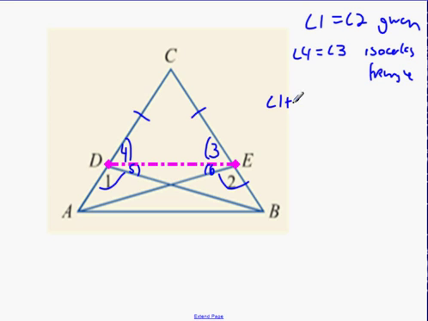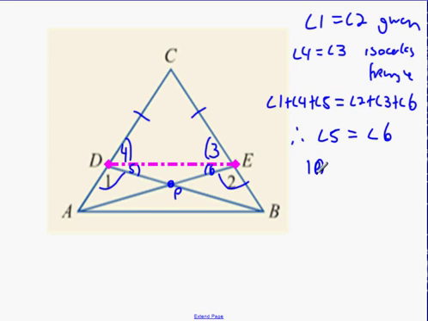Now call this angle 5 and angle 6. Angle 1 plus angle 4 plus angle 5 equals angle 2 plus angle 3 plus angle 6. Therefore, angle 5 equals angle 6. Label this point P. It therefore follows that DP equals PE. So the two of them are the same length. Next thing I'm going to do is go down here, and angle 7 will equal angle 8.